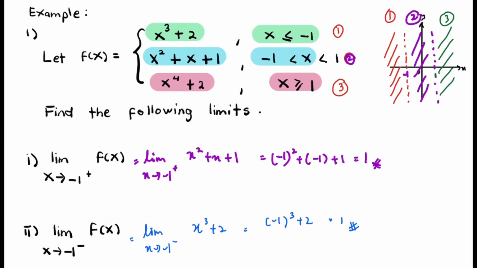Now let's see part 2, limit of f(x) as x approaches -1 from the left. So let's see our diagram here. -1 from the left, meaning that this is involving domain number 1. So let's cut and paste this function here, function number 1. So again, this is a polynomial, so we can directly substitute x is -1. So let's fill in this here, and then let's calculate this. This is equal to 1.